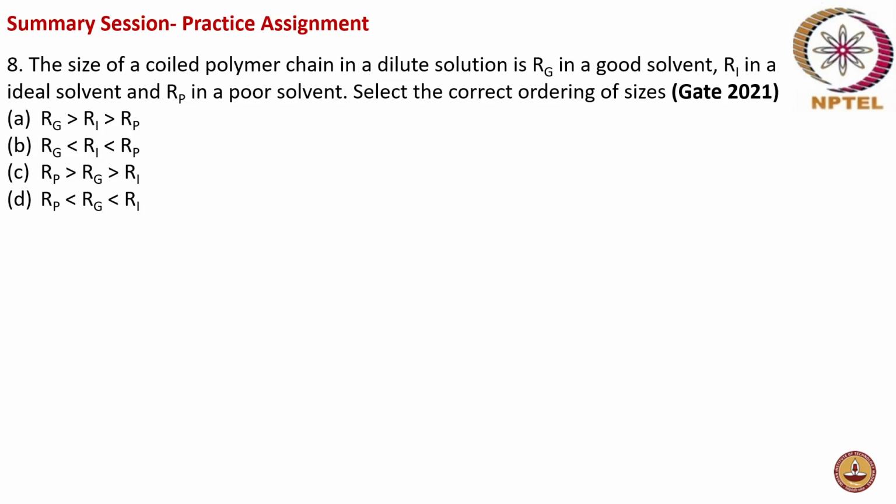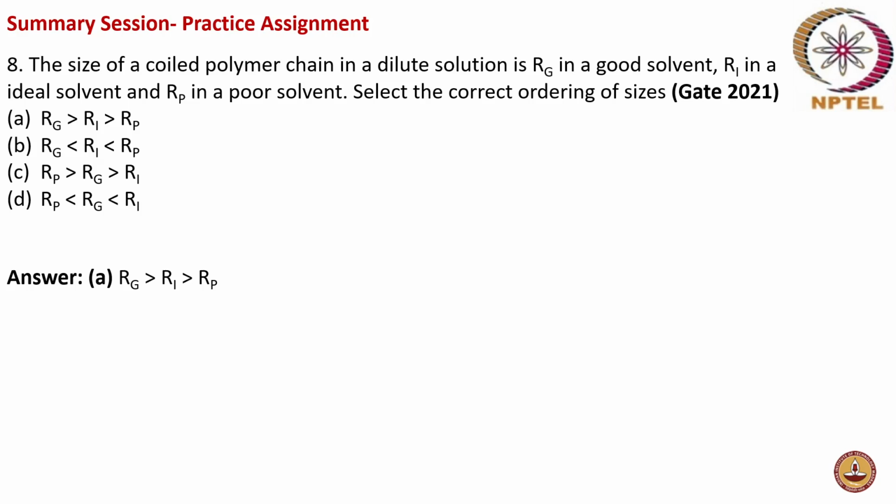Now you have to say which will have the highest size. Whether Rg is greater than Ri is greater than Rp, or Rg is less than Ri is less than Rp, or Rp is greater than Rg is greater than Ri, or Rp is less than Rg is less than Ri. Which one will be the right answer? A, you're saying. So in good solvent, the polymer size will be highest, then in ideal solvent, and then in poor solvent. Is it? So both of you agree?